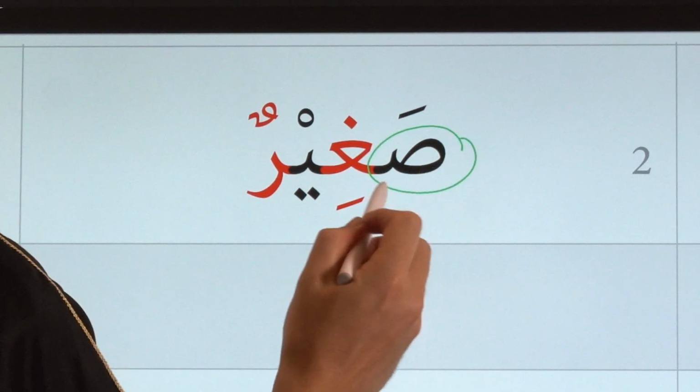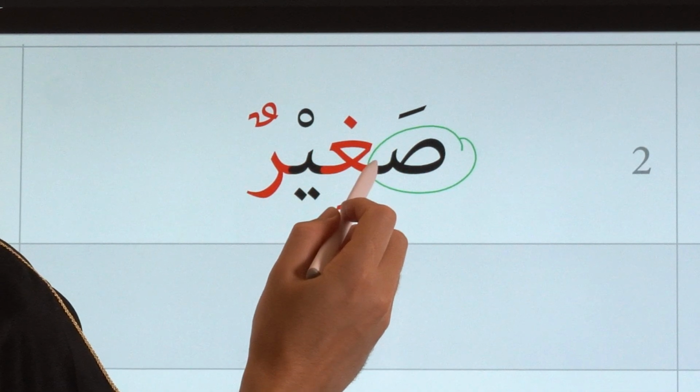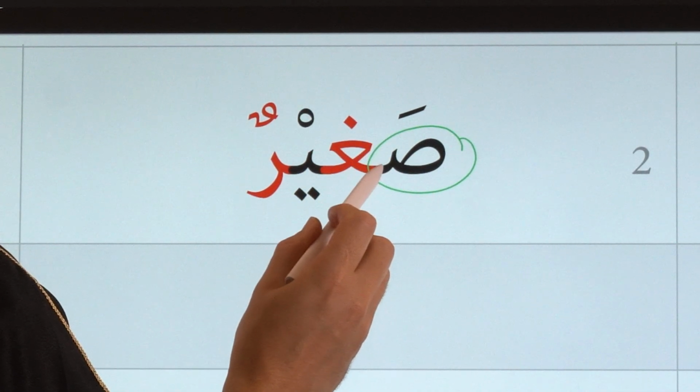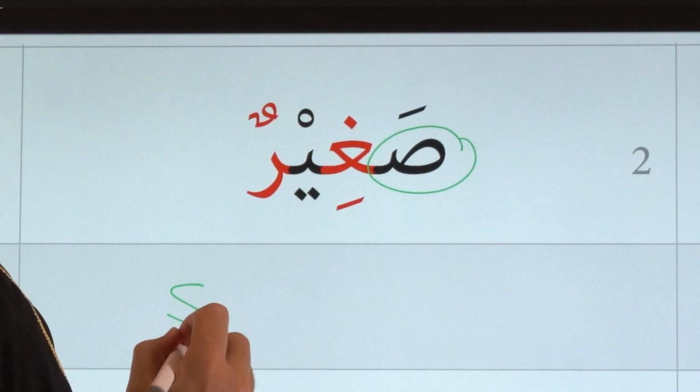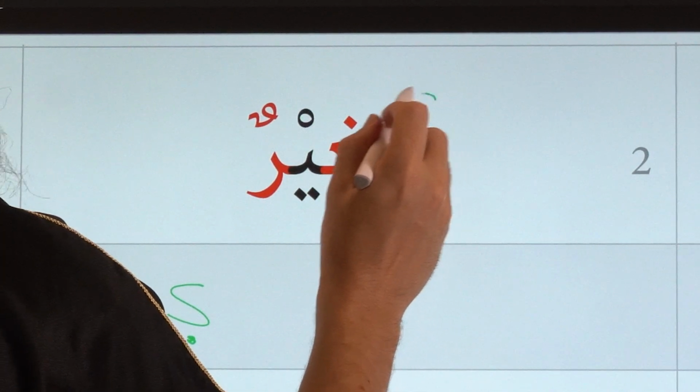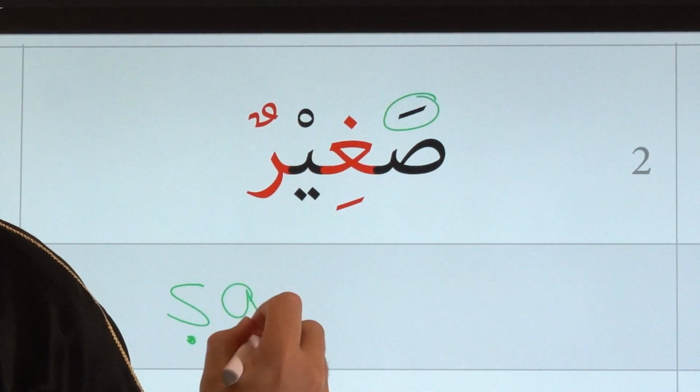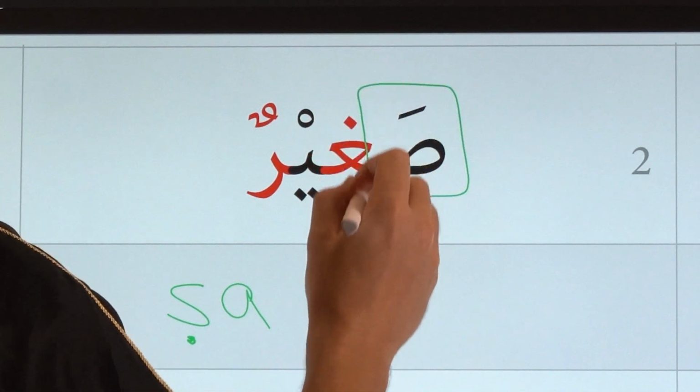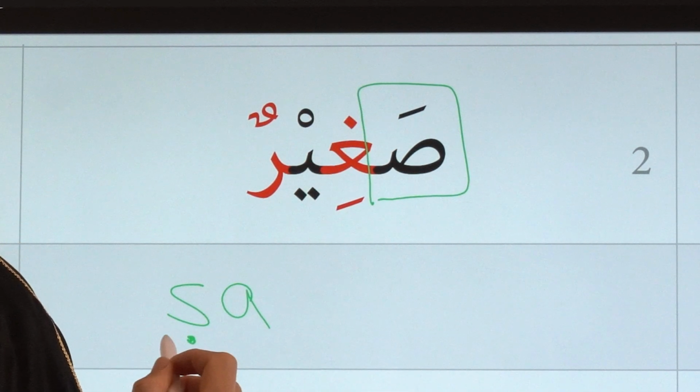Firstly, this snail-like shape with no dot above is the letter sad. So we'll write an S with a dot beneath for the letter sad. Above the sad is a fatha, so we'll write an A for the fatha. So the sad and fatha would be pronounced like saw, saw.